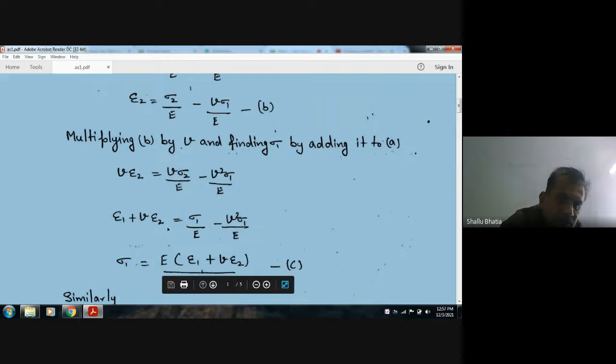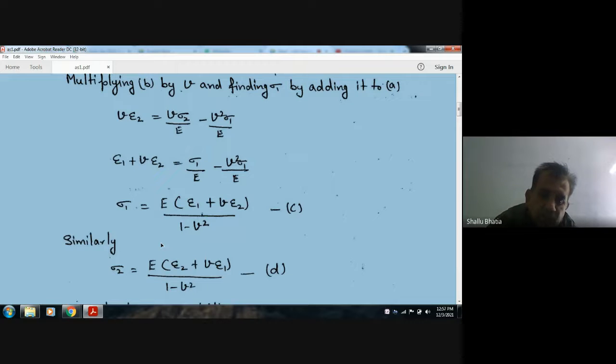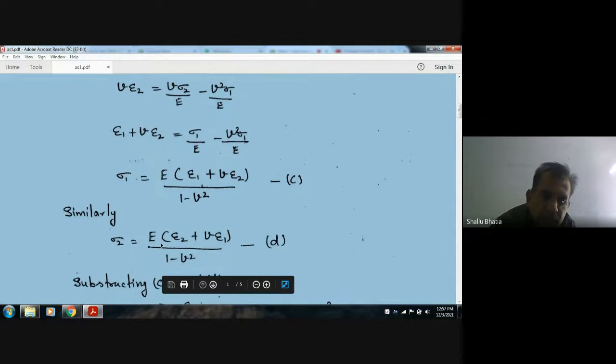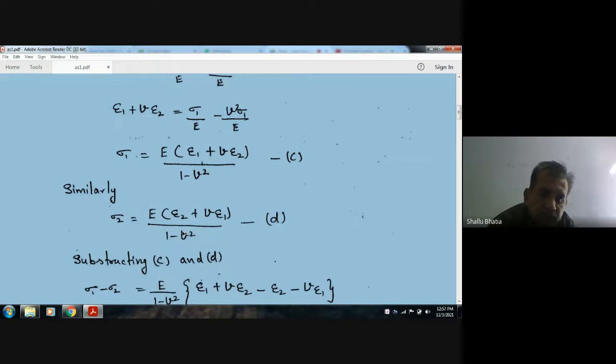Then we will be left with epsilon 1 plus mu epsilon 2 is equal to sigma 1 by E minus mu square sigma 1 by E. We can take sigma 1 as common and find out the value of sigma 1. Sigma 1 is E bracket epsilon 1 plus mu epsilon 2 bracket close divided by 1 minus mu square. Similarly, sigma 2 can be found out: in place of 1, we will write 2. So these are the stresses, sigma 1 and sigma 2, in terms of E, epsilon, and mu.